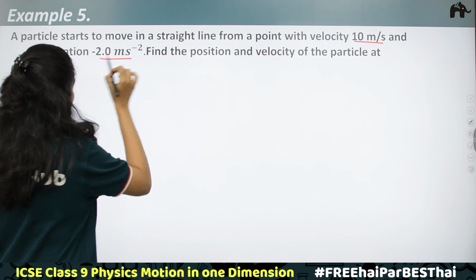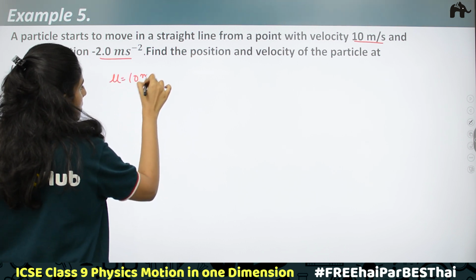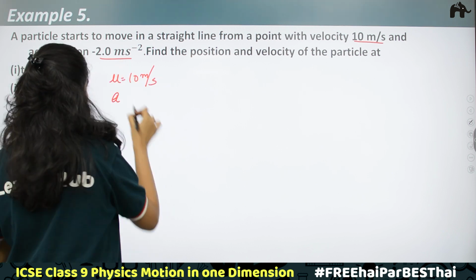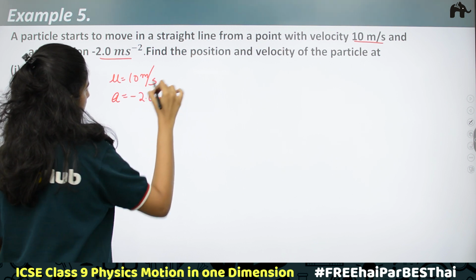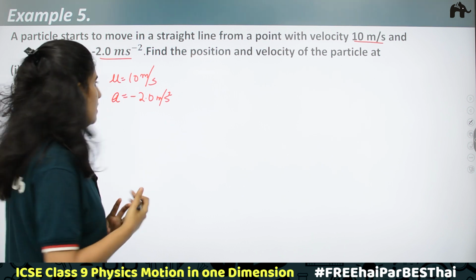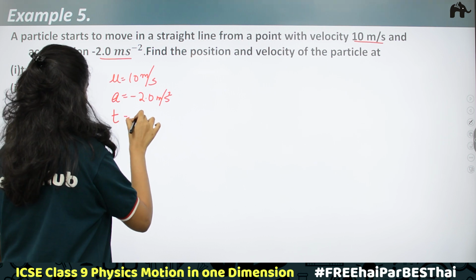We are given the initial velocity u, which is equal to 10 meter per second, and acceleration, here this is a case of retardation, a is equal to minus 2.0 meter per second square. We have to find the position, which means the distance, and we have to find the final velocity at two different times. So first we will be finding at t is equal to 5 seconds.